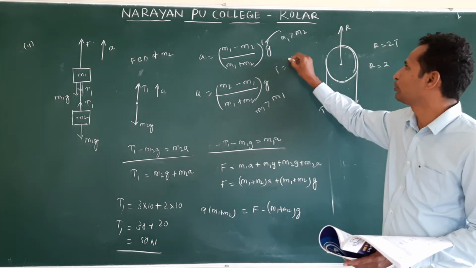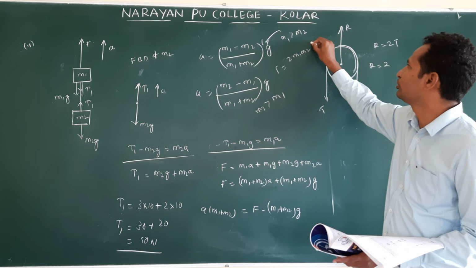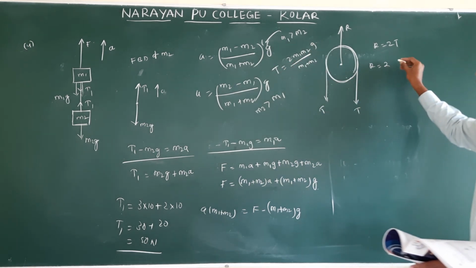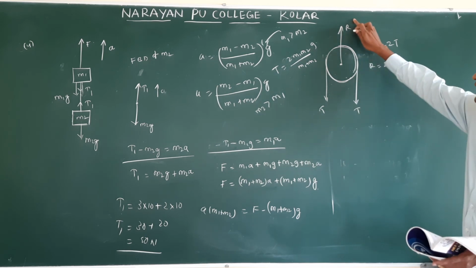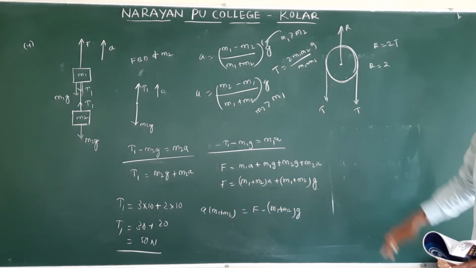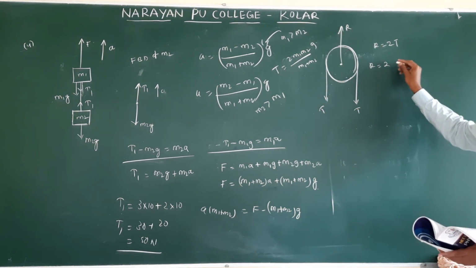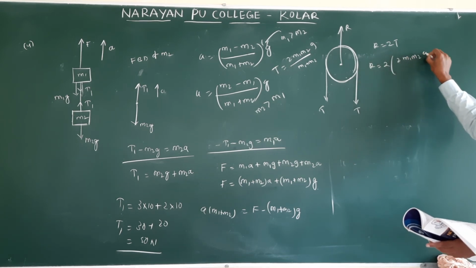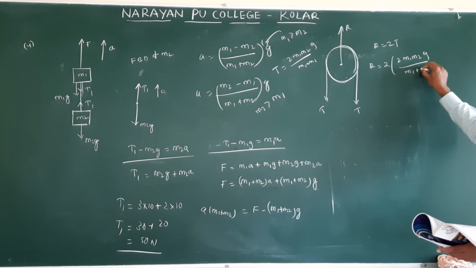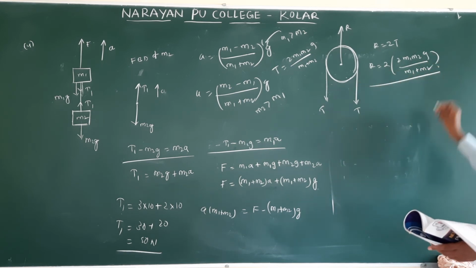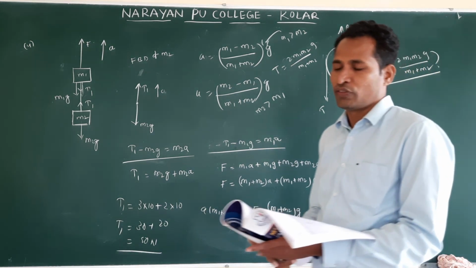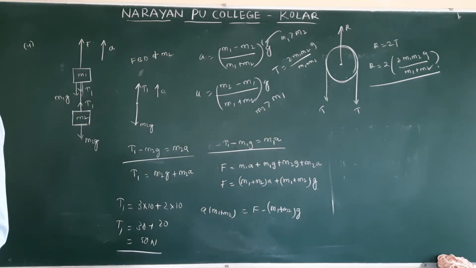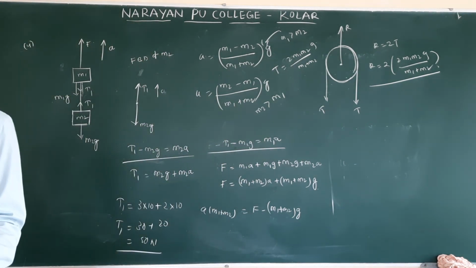T is equal to 2M1M2G by (M1 plus M2). So R is acting up, and 2 T's are acting downwards: T plus T, 2T. So this is 2 times 2M1M2G by (M1 plus M2). This is a new formula given in that. So finally it is 4M1M2G by (M1 plus M2). Clear?